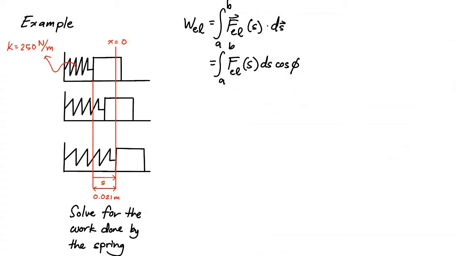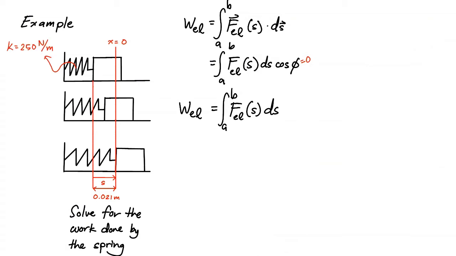Pero kung tingnan yung figure natin, ang ating force is to the right. Tapos, yung change in the displacement is to the right then. So, pareho siya ng direction. So, this will take a value of 0. Cosine 0, that is equal to 1. So, we are left with the elastic force, integral from A to B, F elastic times S ds. So, ito yung gagamitin natin na equation to solve for the elastic force.